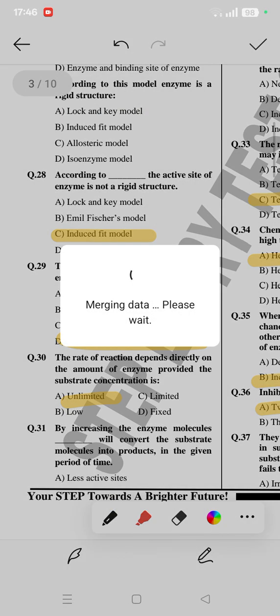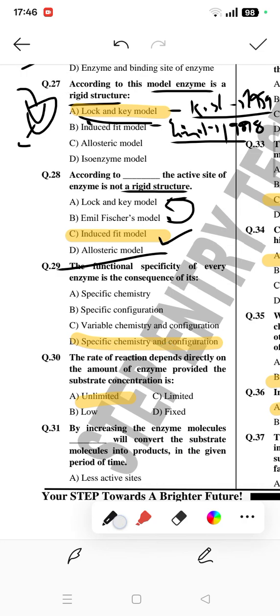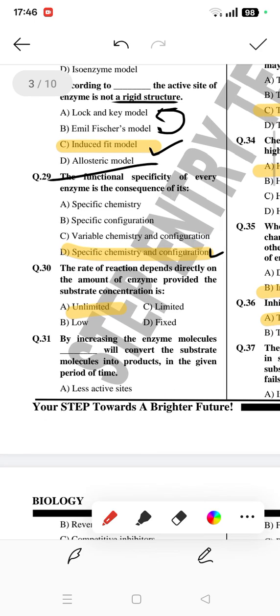Then comes the function. The specific function of every enzyme is a consequence of a specific chemistry and configuration. Why? Because enzymes are very sensitive to pH and temperature, so any change affects the chemistry of the bonding, charge, reaction, energy, everything. The rate of reaction depends directly on the amount of enzyme, provided the substrate is available. So A is the right option.